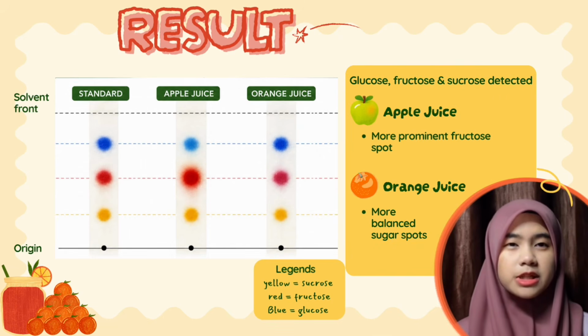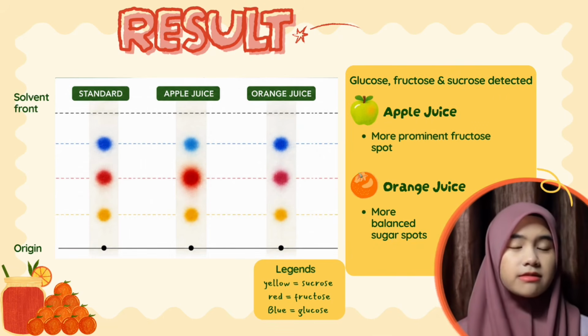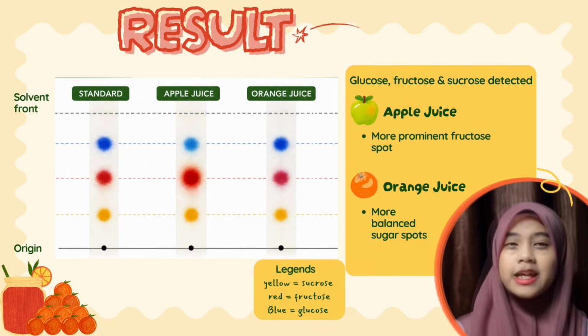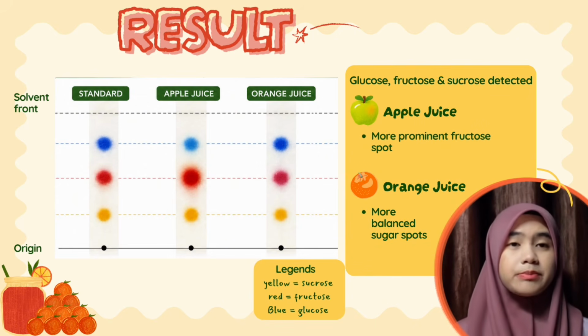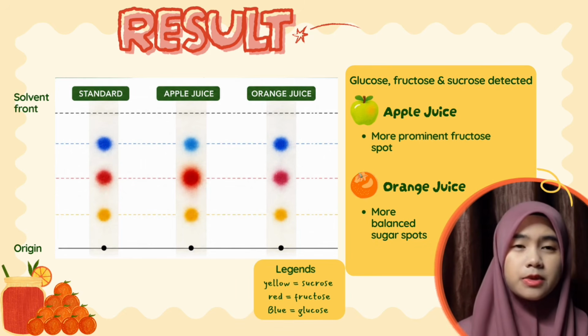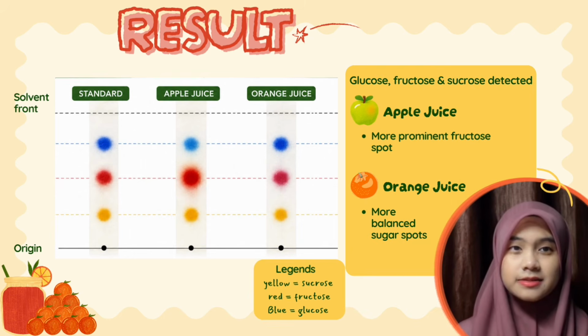Thank you! Now that we have learned how paper chromatography works and how the experiment is carried out, let's take a look at the results of the sugar analysis for apple juice and orange juice. As you can see from the chromatogram shown, several spots appear after the solvent moves up the chromatography paper. Each spot represents a different sugar that has been separated during the process.